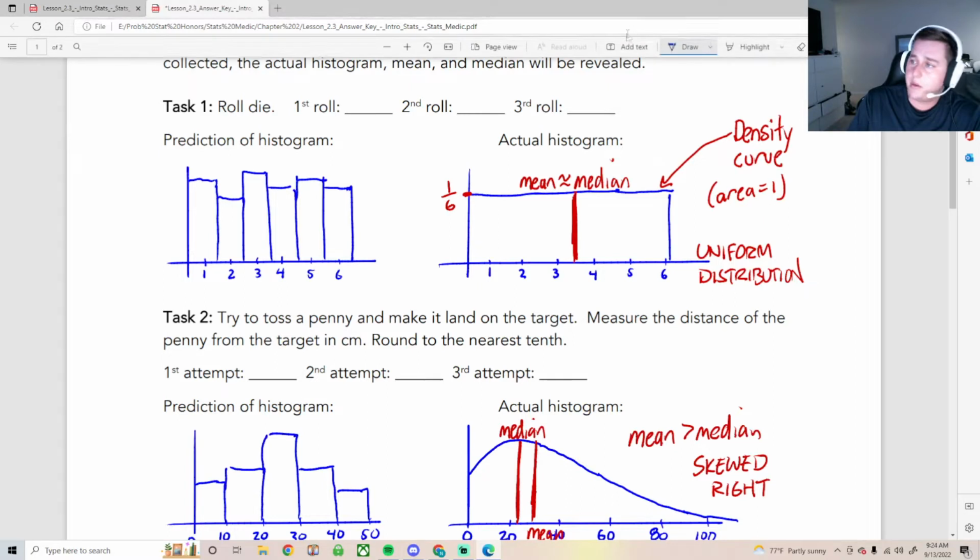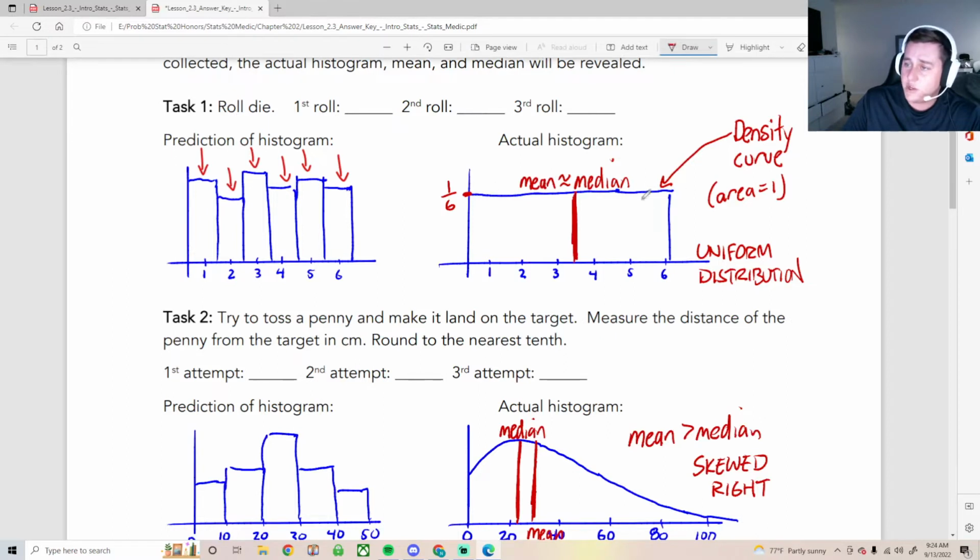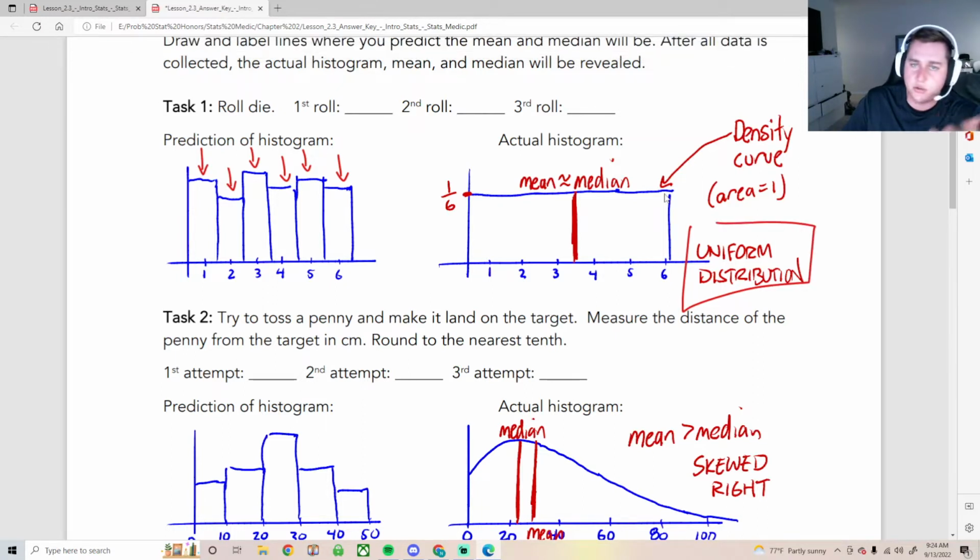It's probably pretty simple to understand where you may think that you're rolling different amounts of each number. If you roll enough times, it will actually end up being just completely flat. It takes a lot of rolls to get there, but you eventually will find the actual histogram will in fact be just flat across the top. This is what's known as the uniform distribution. The uniform distribution is not like skewed left or skewed right. The uniform is just that it's flat across the top.